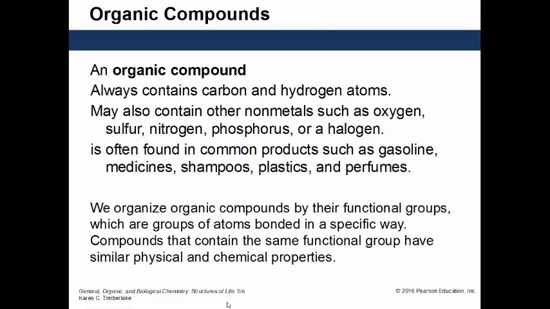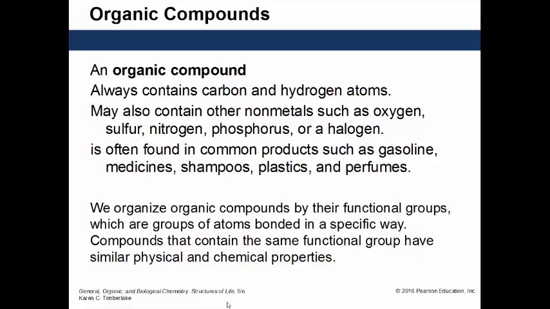Alright, an organic compound will always have carbon and hydrogen atoms. There's no limit in how many they can have, but if carbon is found in the compound, it is considered to be organic. And they may also have other nonmetals like oxygen or phosphorus or nitrogen or even a halogen. Common products where you'll find organic compounds: gasoline, medicines, plastics, shampoos, perfumes.